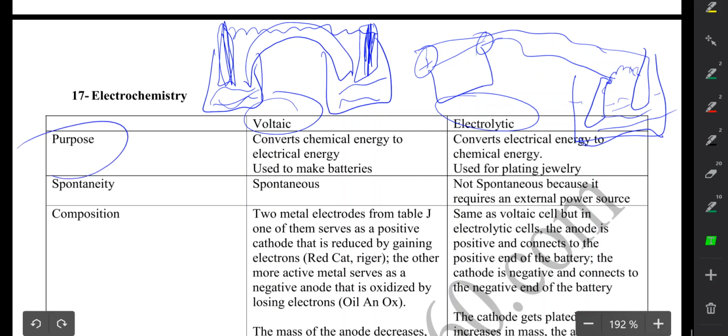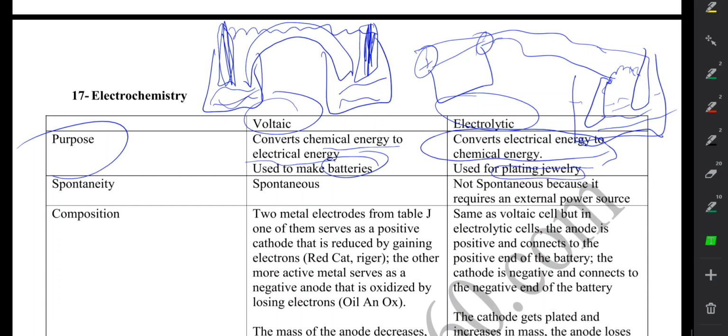The main purpose of a voltaic cell is to convert chemical energy to electrical energy. So batteries are a big example. We use chemical energy to create electrical energy in batteries. For electrolytic cells, the main purpose is to convert electrical energy to chemical energy. If we have enough electrical energy, we'll be able to plate jewelry, gold, silver, or clean jewelry as well, through a process called electrolysis. So we can perform electroplating or electrolysis.